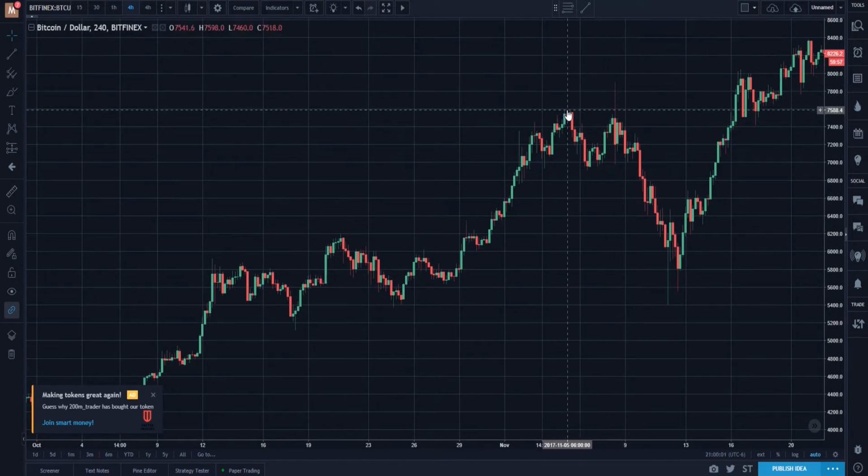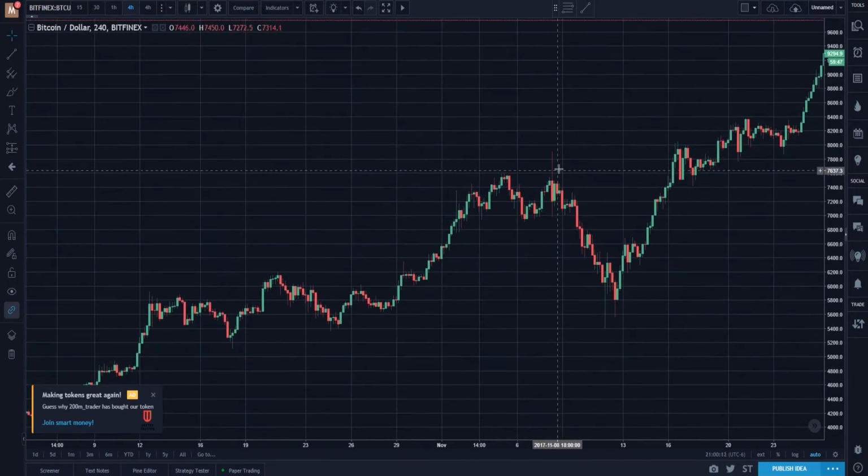Resistance can again be looked at as tops of wicks or bodies of candles. Up to you. I kind of do both. I kind of see where market sentiment is and what the market's doing. So for instance here, I wouldn't necessarily say resistance is here because it was a slight touch with a wick. I'd probably say resistance is around this area here.